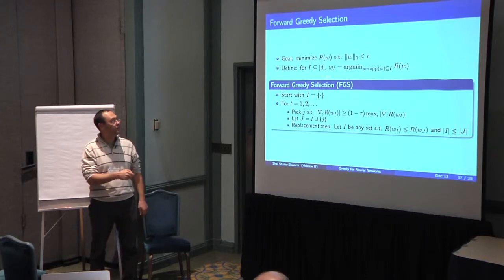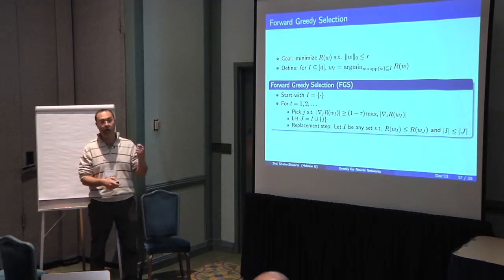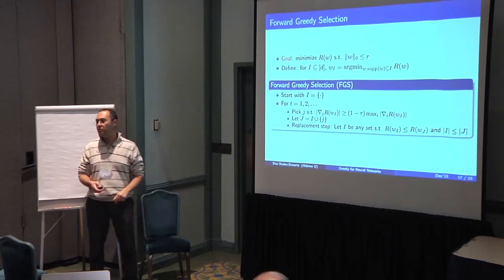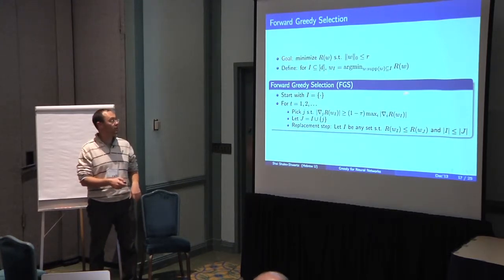Now, solving this problem is easy. It's a convex optimization problem. Okay? So finding w_I, once you know I, you know the support, finding w_I is just an unconstrained convex optimization problem, which can be solved using any method that you like.